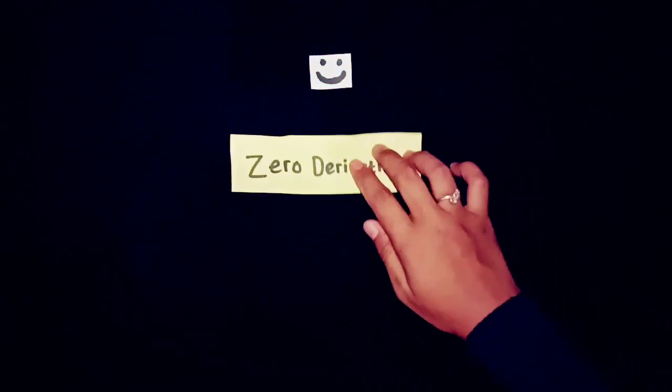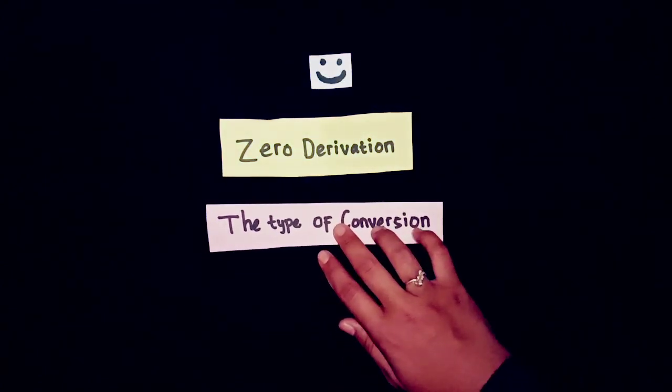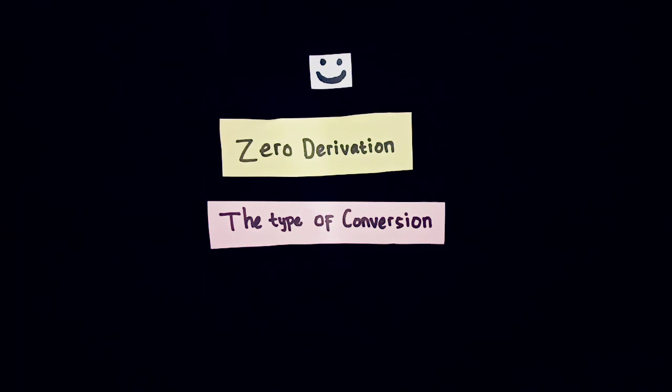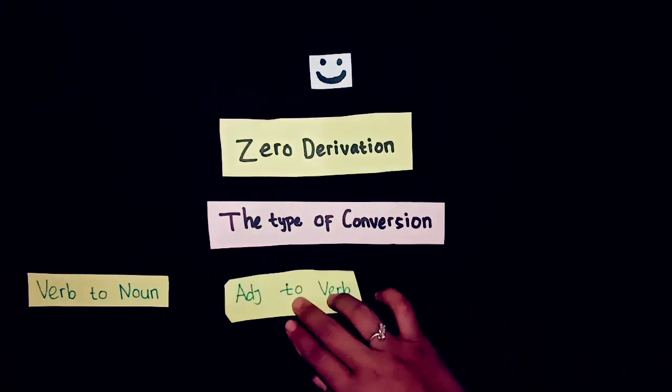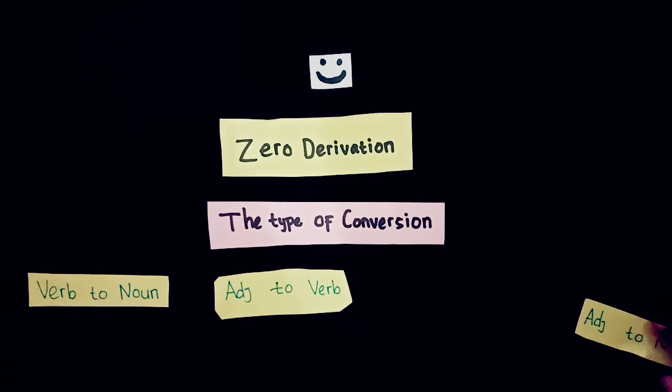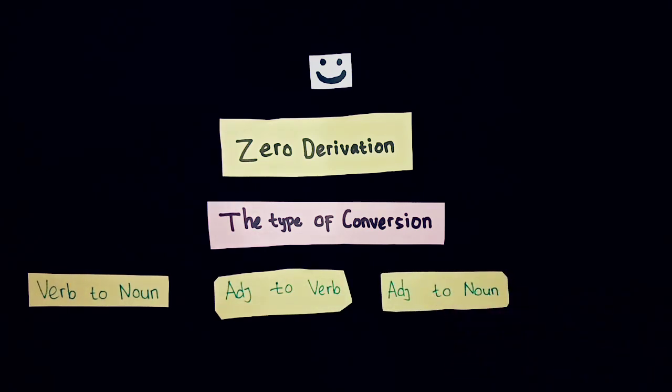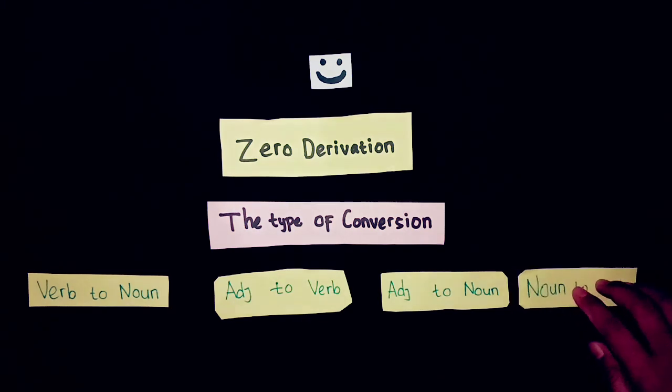Okay, the next point is about zero derivation. Zero derivation is making a new word by changing the function of a word without any change in form. And then the types of conversion or zero derivation are verb to noun, adjective to verb, adjective to noun, and then noun to verb.